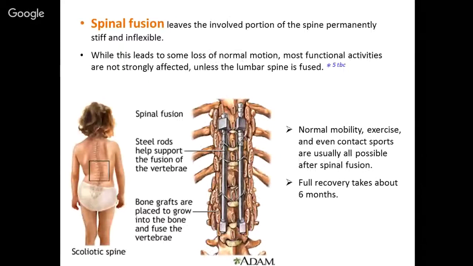So spinal fusion, you can see the image of the rods there in the spine. It leaves the involved portion of the spine permanently stiff and inflexible. This is still all the medical perspective we're talking about here. So while this leads to some loss of normal motion, most functional activities are not strongly affected unless the lumbar is fused. So we are going to, again, talk about some of these points. That's the 5th point. And normal mobility, exercise and even contact sports are usually all possible after spinal fusion. Full recovery takes about 6 months.